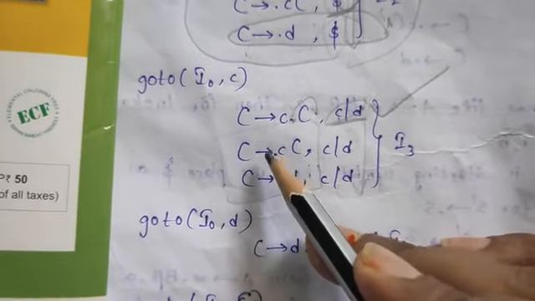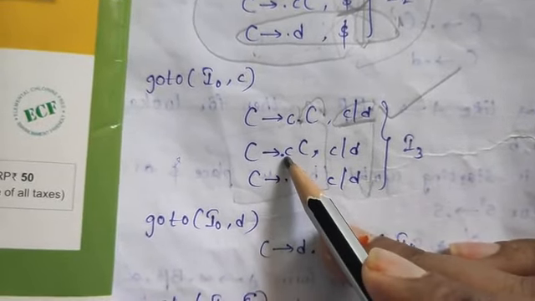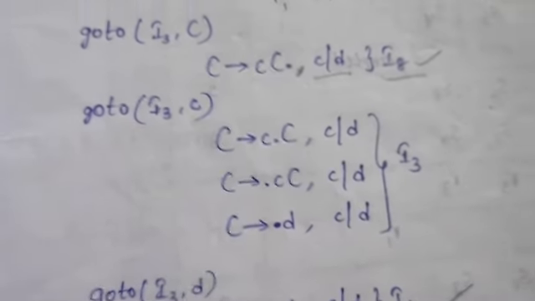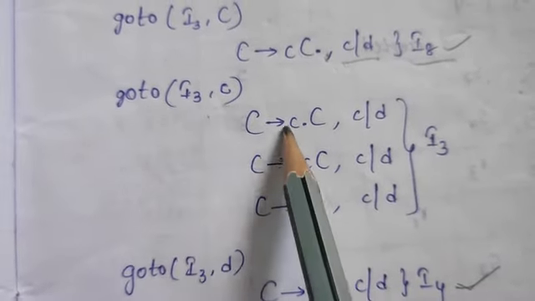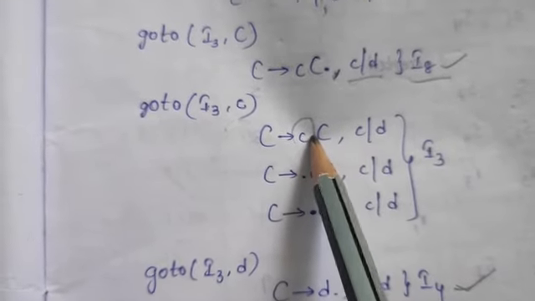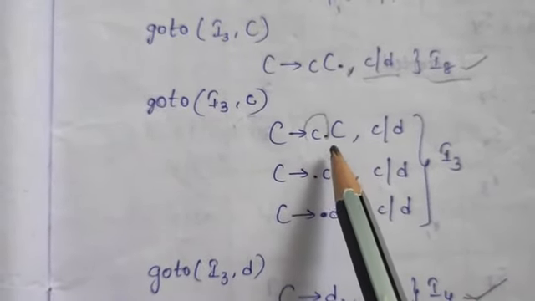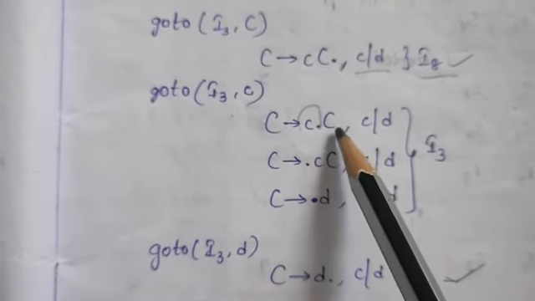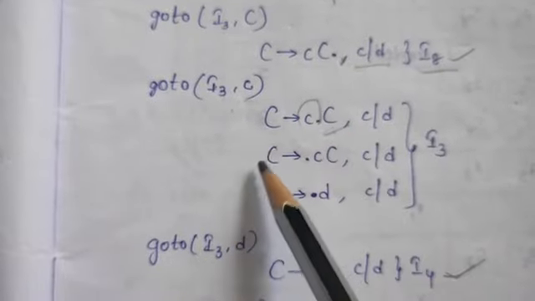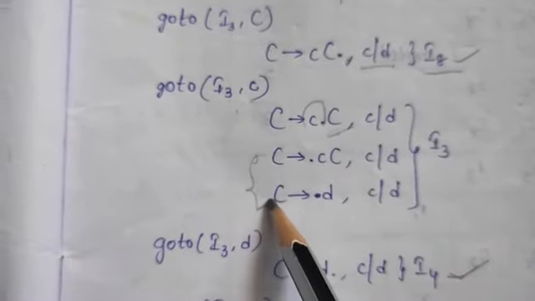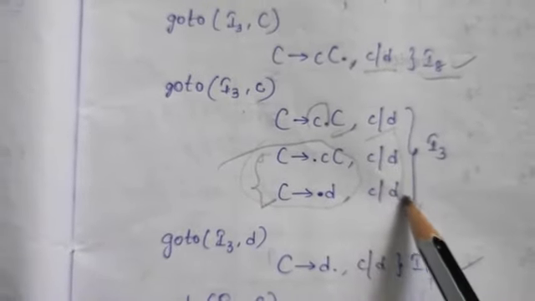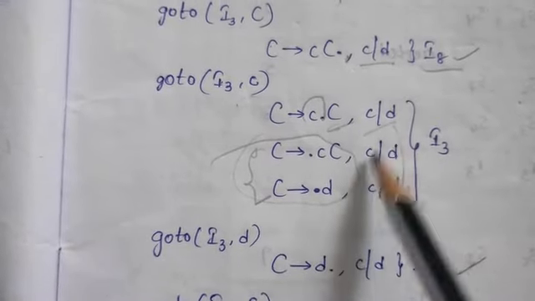Then we'll go for the second one. In the second one, C tends to small c capital C, the dot will be moved by small c. So here the look ahead is nothing but C/D. Again the same thing, go to I3 comma small c, the dot is moving from here to here. After moving that, we'll check whether the dot is before any non-terminal. Yes, here the dot is before capital C. For that reason you need to place capital C related productions here, and then only the productions will be replaced. The look ahead will be the follow of the above. The first production's look ahead will be copy-pasted for all the remaining productions in that one.